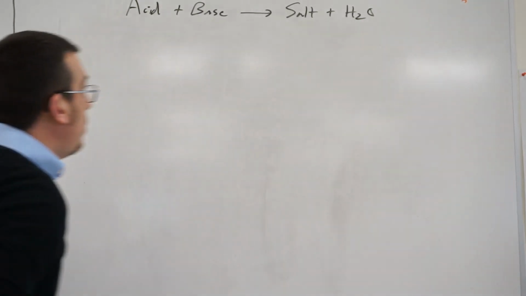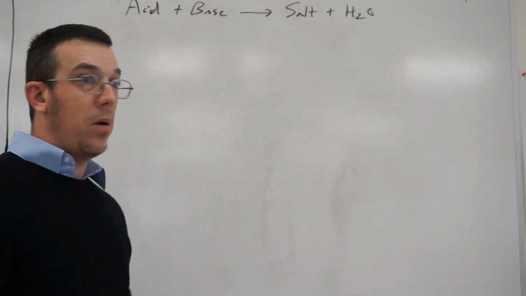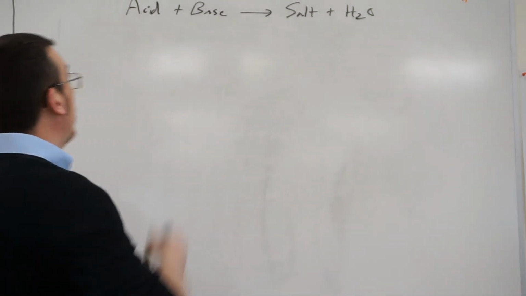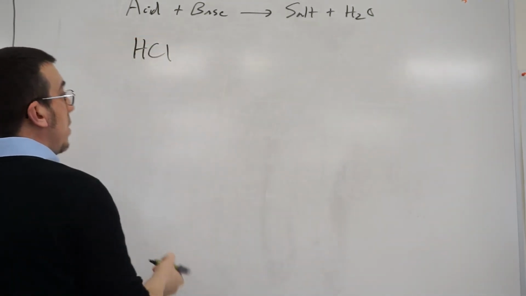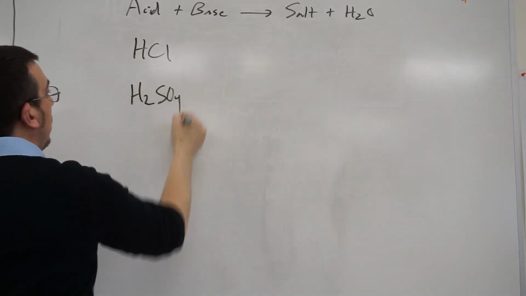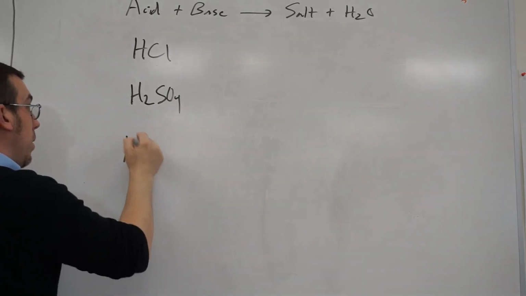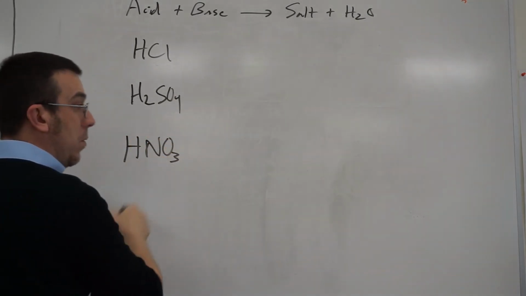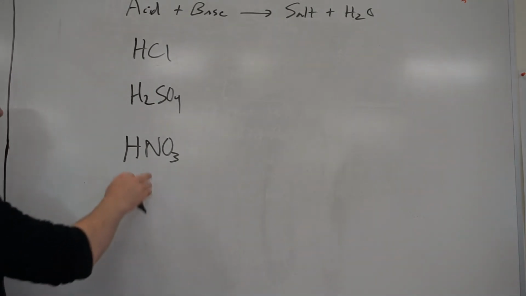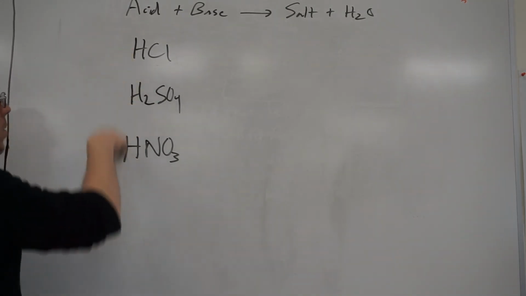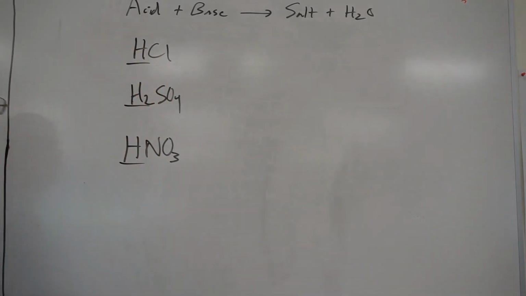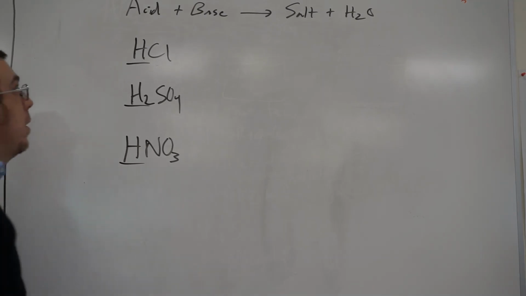Anytime you're dealing with an acid, first of all, what's an acid? An acid is something that has a hydrogen in front. A good example would be HCl, hydrochloric acid. Another example would be H2SO4, which is sulfuric acid. There are many different acids out there, but we're going to stick with a few of the more common ones, strong acids specifically. This is nitric acid. All these are acids, and as you notice, they have hydrogens in front. Oftentimes the hydrogen is what makes the compound acidic.